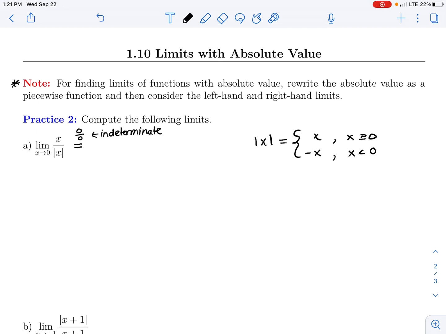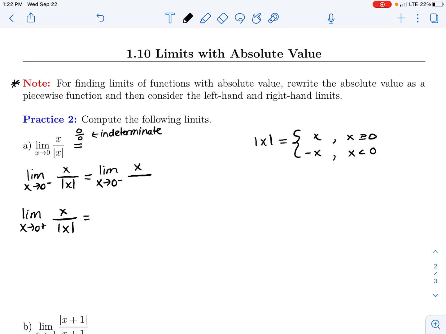So now what I want to do is consider the left-hand and right-hand limits, right? So here I want to do the limit as x approaches 0 from the left of my function, and then I want to consider the limit as x approaches 0 from the right of my function. Okay, and then I'm going to write this one more time. The limit as x approaches 0 from the left of x over. Now I need to figure out which piece I should be using when I'm approaching 0 from the left.